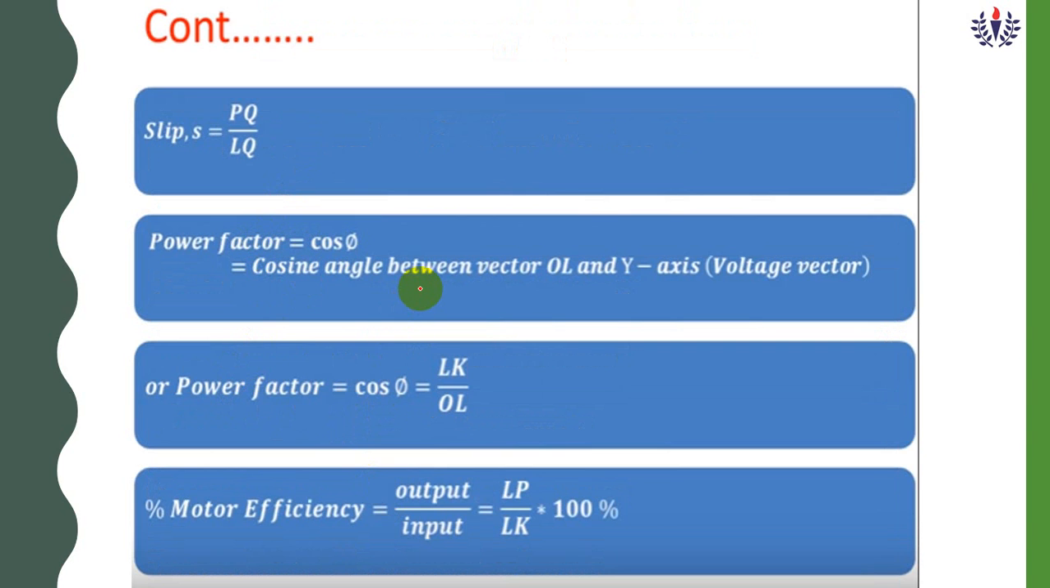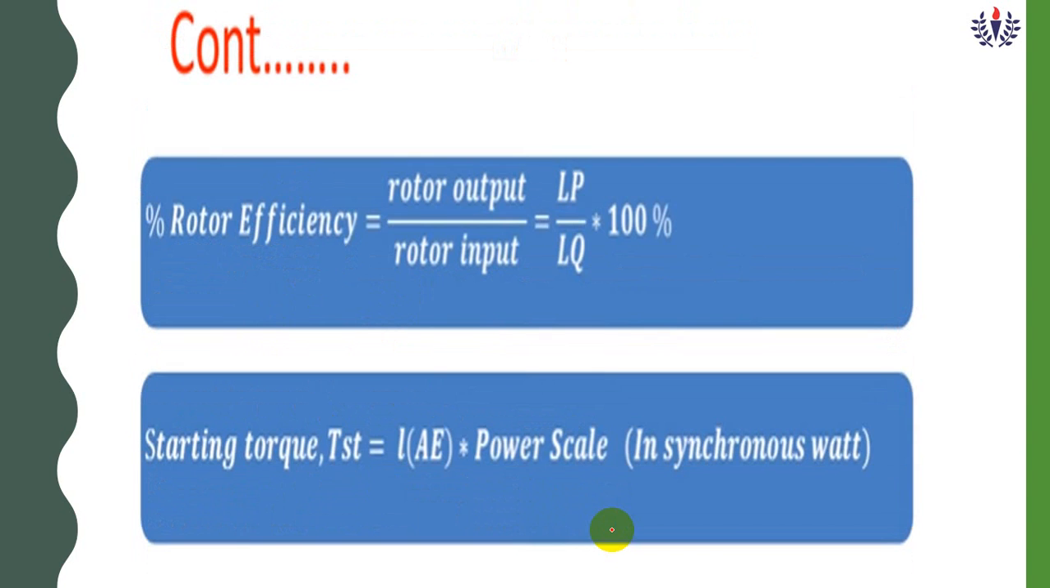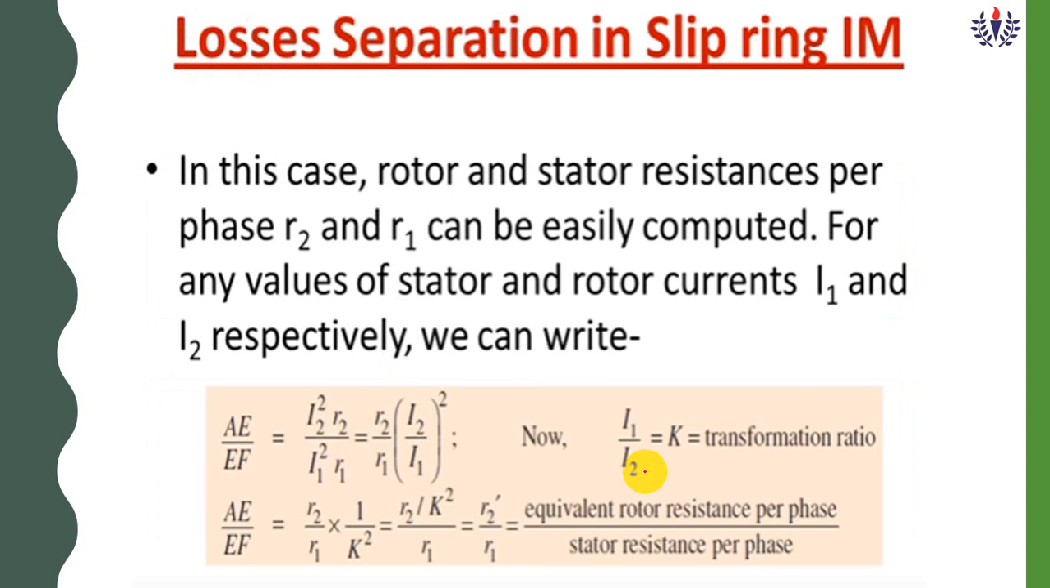Power factor cos phi: there are two power factors, one for the no load test and another for the block rotor test. Motor efficiency is LP by LK into 100%. Rotor efficiency, rotor output by rotor input, is LP by LQ into 100%. And starting torque TST is equal to AE into the power scale, because the power scale is 1 centimeter equal to 5 ampere. These are the last calculations.